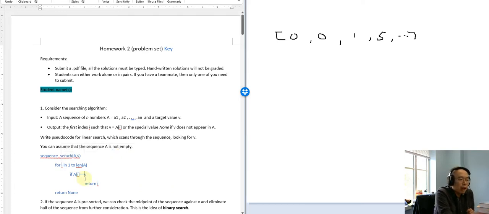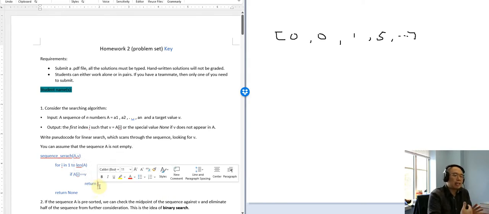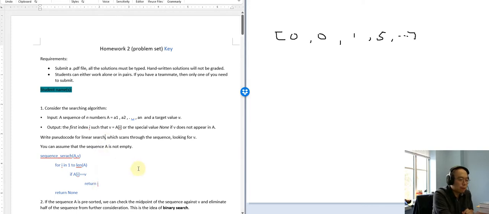Okay, and then for every round, I want to use the I to grab a value, and check whether the value on index I is the value I'm looking for. And then if it is, I'm returning the I. In this way, this will give me the control of the I, so when I find a value, I can immediately return the corresponding index. Okay, so this is for the first question.